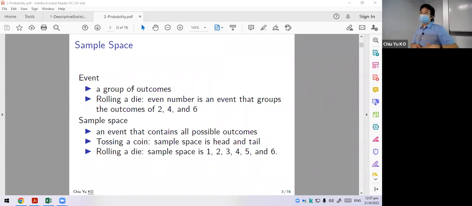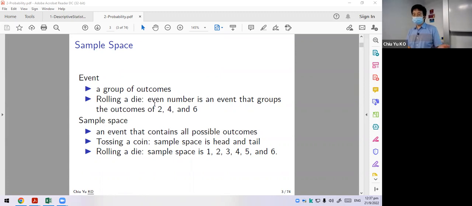And sample space is an event that consists of all possible outcomes. Say tossing a coin, head and tail together is the sample space because that is the only possible outcome we allow. And rolling a die, the sample space is 1, 2, 3, 4, 5, 6. So we assume we have full knowledge about this sample space, right?